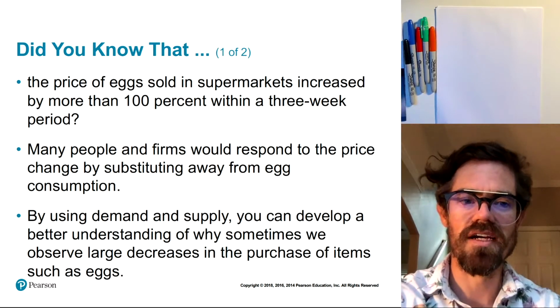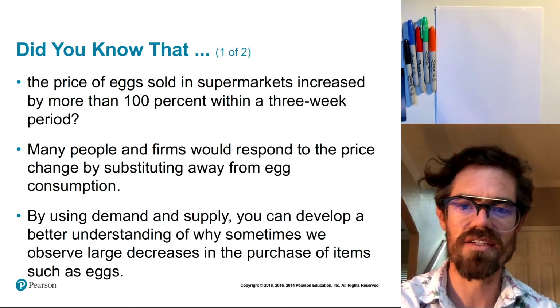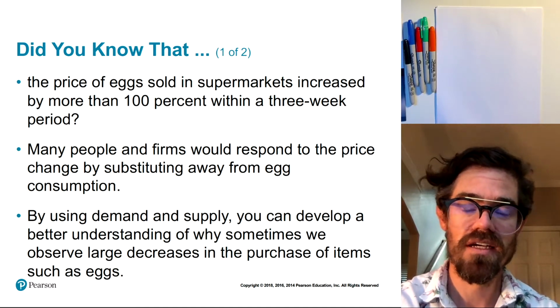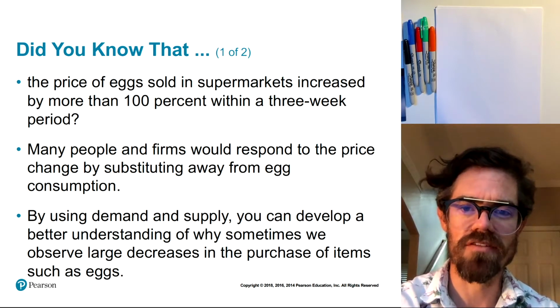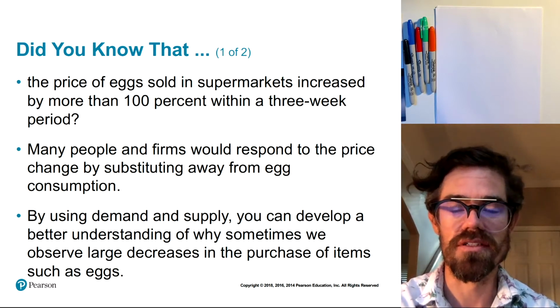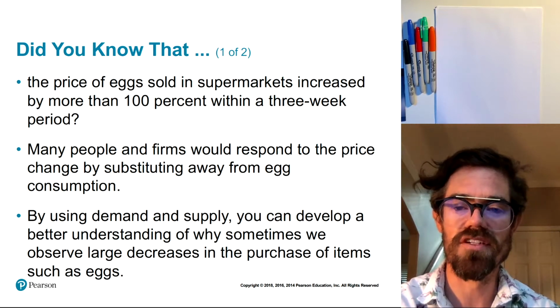All right, so thinking about supply and demand in another context in the real world. Did you know that the price of eggs sold in supermarkets increased by more than 100%? Now that means that the price doubled, and this happened within a 3-week period. So many people and firms, you can imagine, would respond by substituting away from egg consumption. So buying more potatoes or cereal, bagels and cream cheese, right? Things that you could substitute feasibly for eggs.